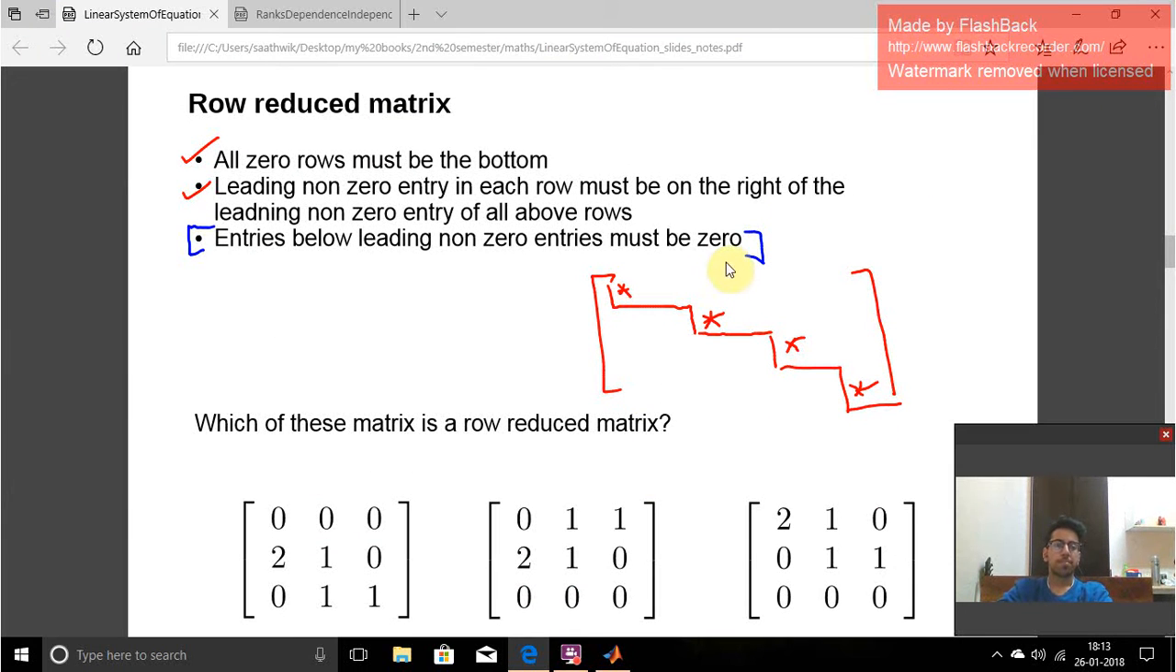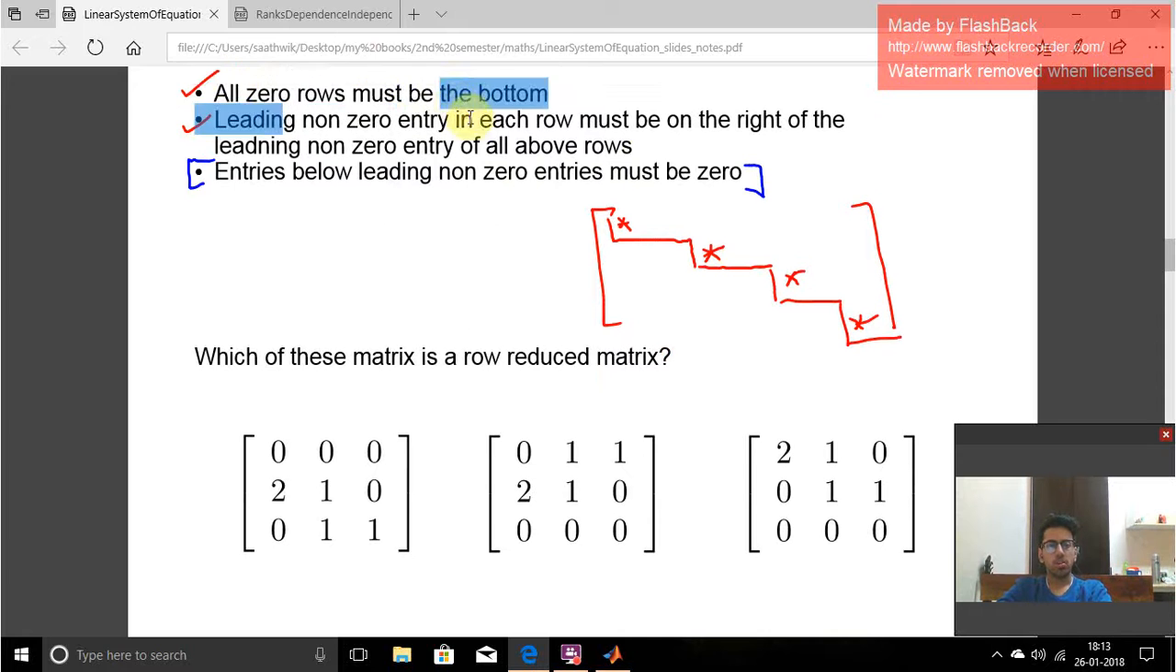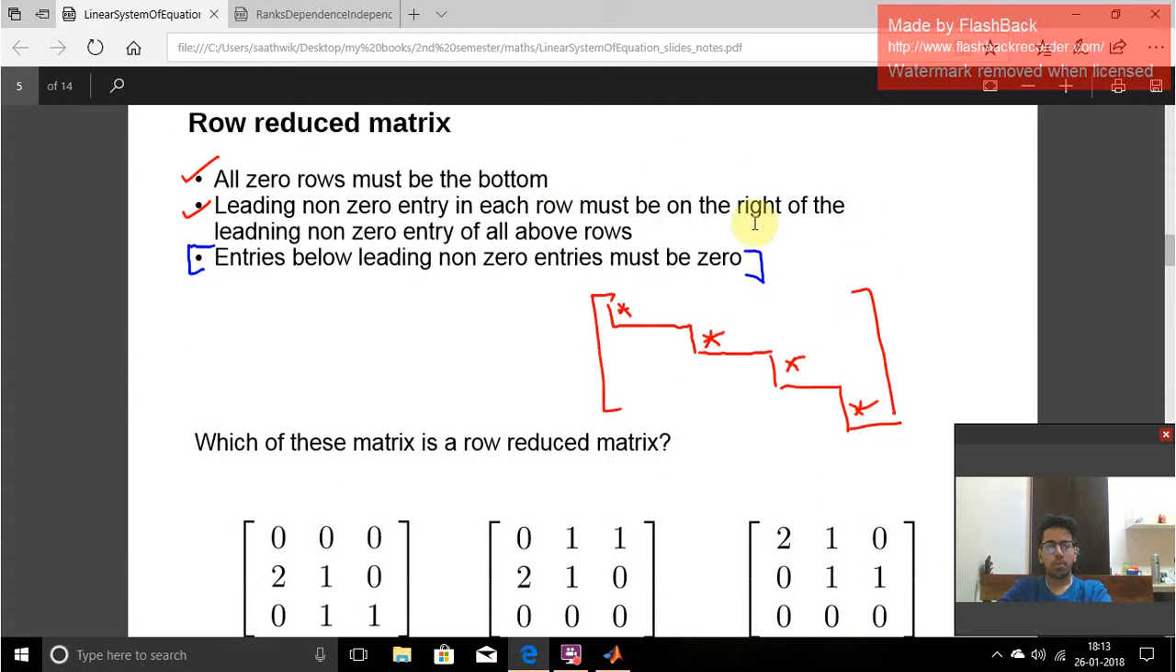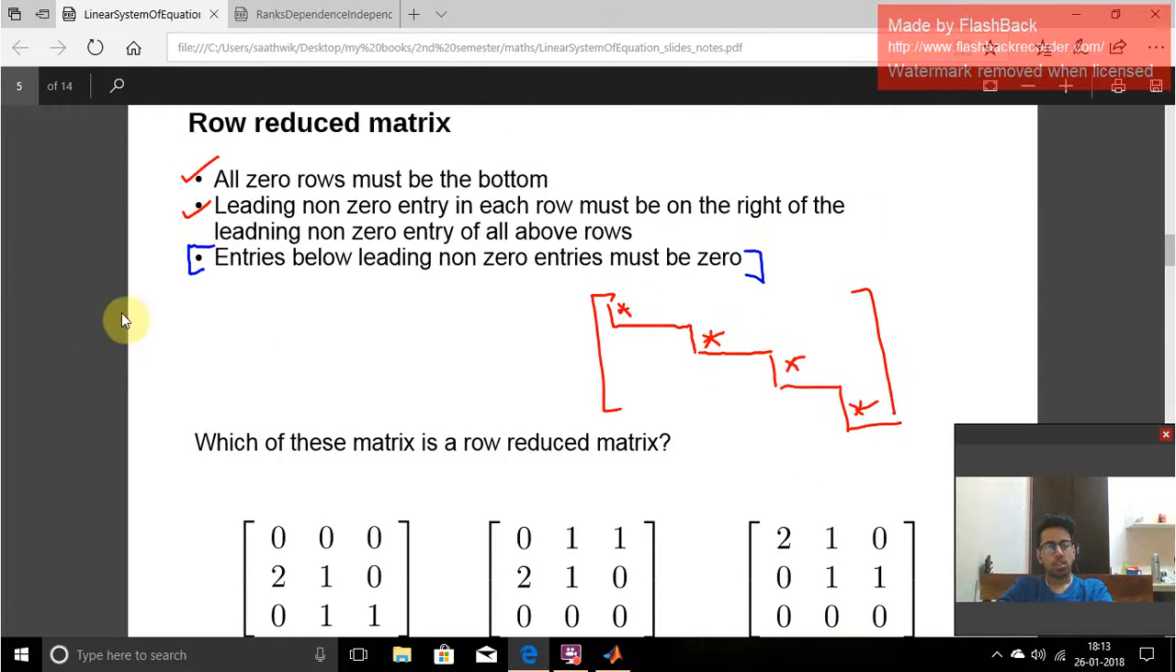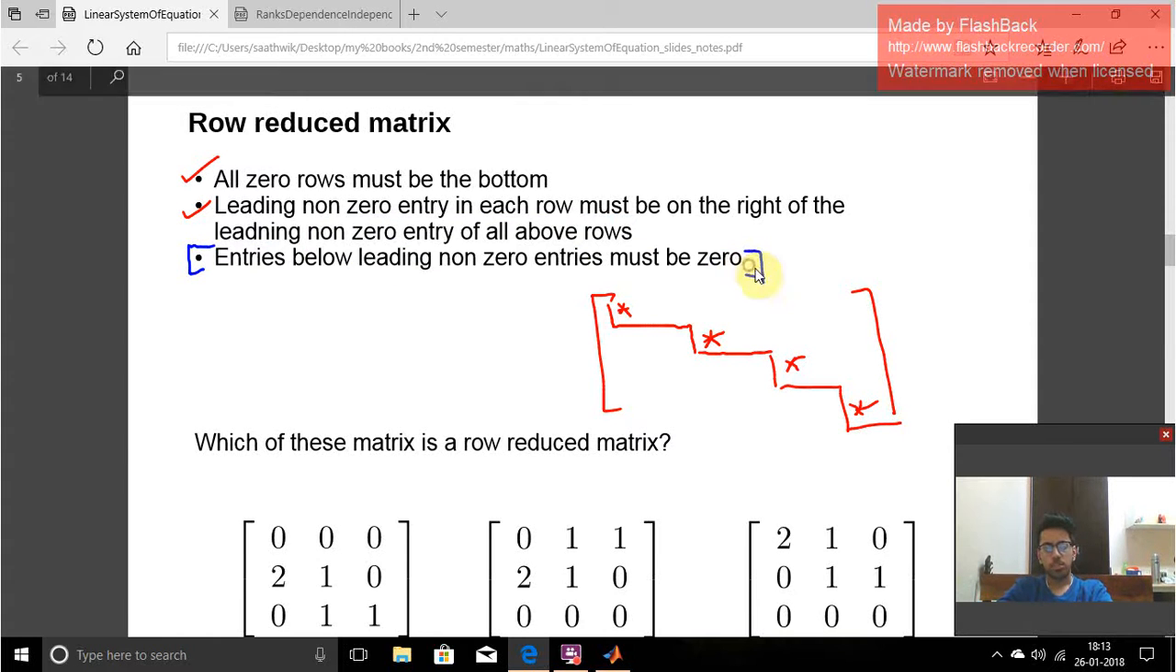In a row reduced matrix, all zero rows, that is all the rows containing only zeros, must be at the bottom. Secondly, the leading non-zero entry in each row must be to the right of the leading non-zero entry of all the rows above. And thirdly, entries below leading non-zero entries must be zero.